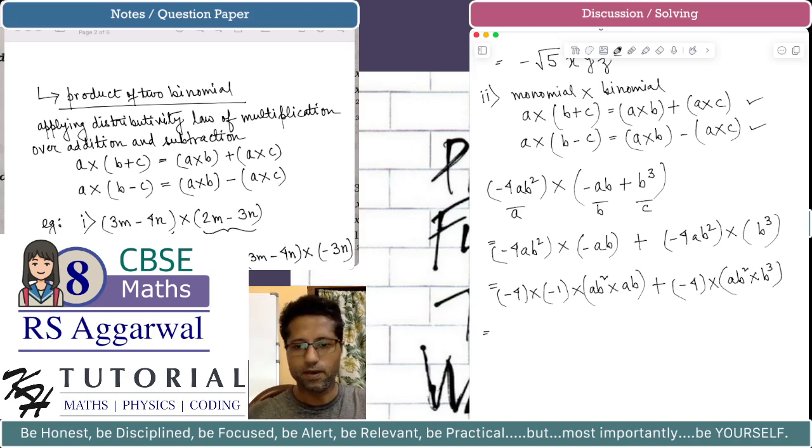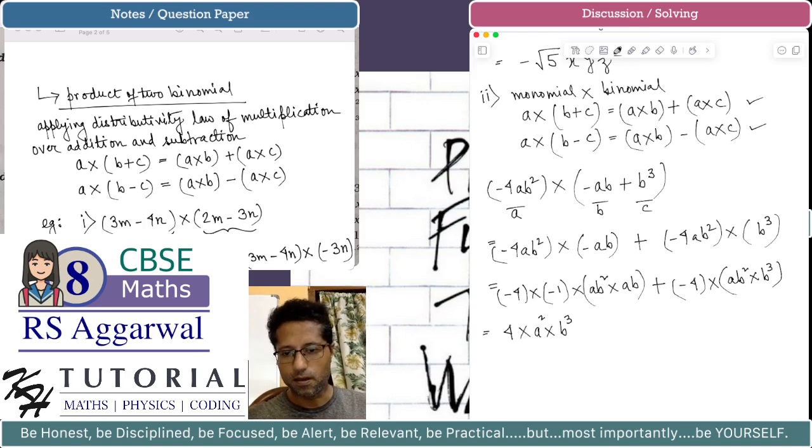If you further simplify, minus 4 into minus 1 is 4, and the product of the two literal coefficients, that is ab square multiplied by ab: if you merge the powers of a and the powers of b, a into a becomes a square, and b square into b becomes b cube. So your laws of exponents must be very clear and thorough.